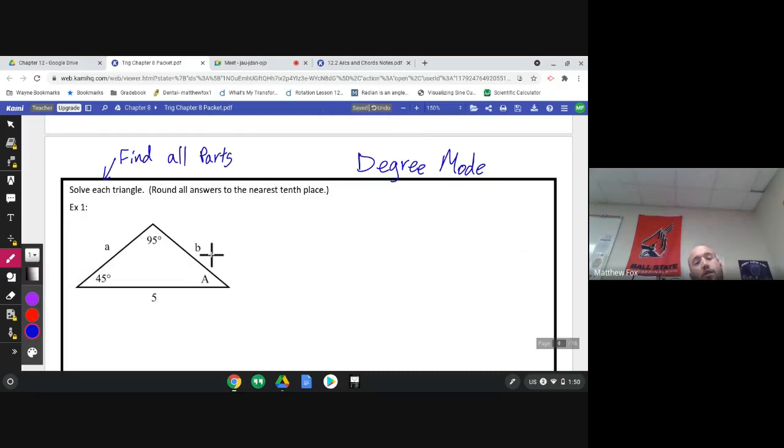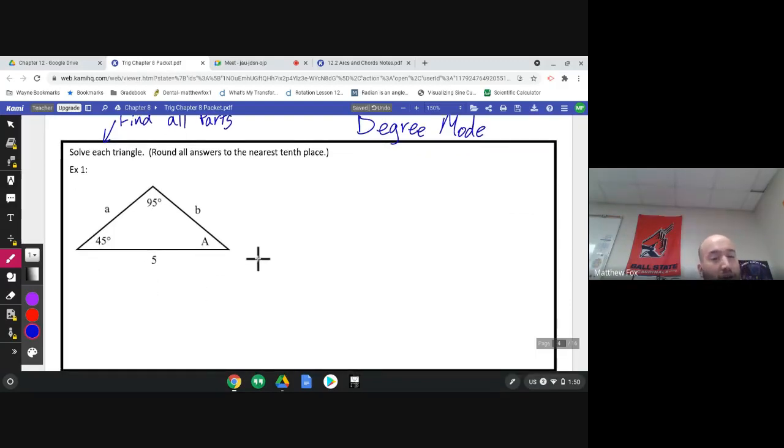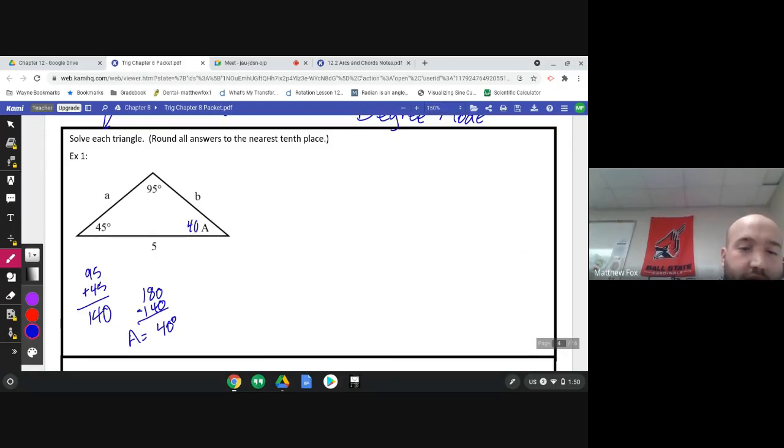For the first one, we want to find side a, side b, and angle A. When I look at this, I instantly think if I have two angles, let's find that third angle. It's very easy. We know every triangle in the world, the three angles add up to 180. So all we have to do is 95 plus 45, which gives us 140. Take 180 minus 140, and we're left with 40 degrees for angle A.